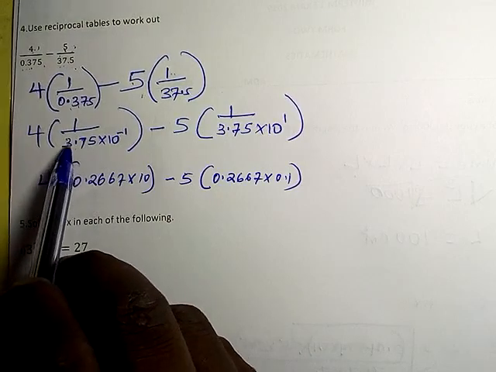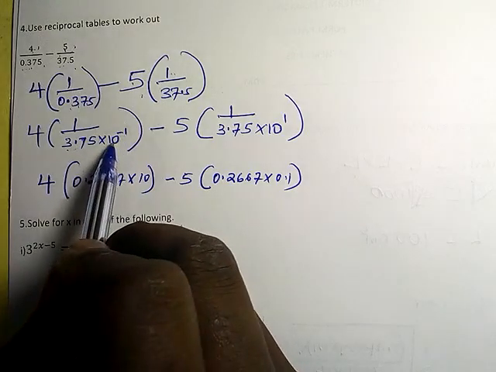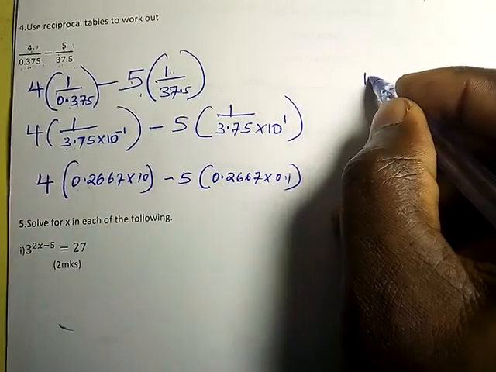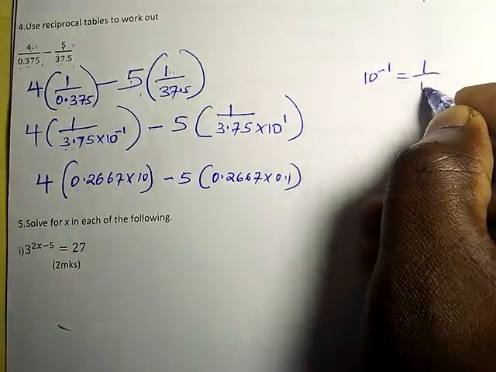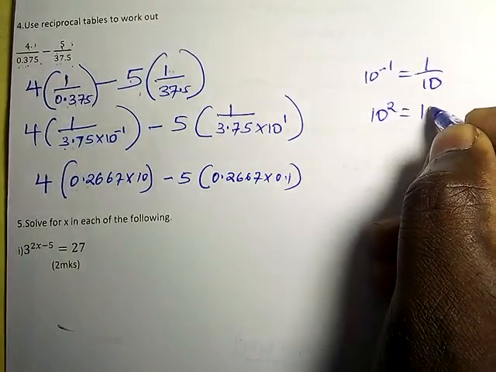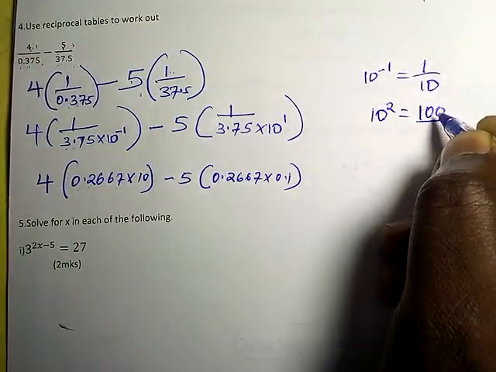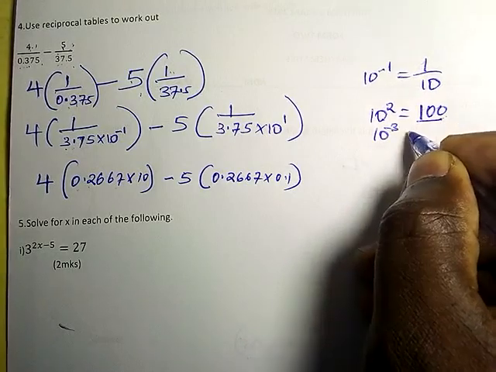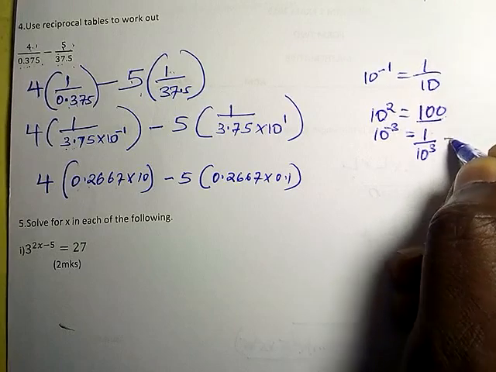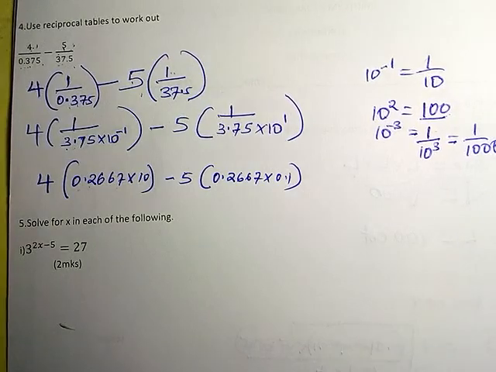So the reciprocal of 3.75 is 0.2667. I told you, you should know that 10 raised to power negative 1 is the same as 1 over 10. You should know that. And 10 raised to power 2, you should know, is the same as 10 times 10, that is 100. So if we have 10 raised to power negative 3, it means 1 over 10 raised to power 3, which is the same as 1 over 1,000. You should know that.